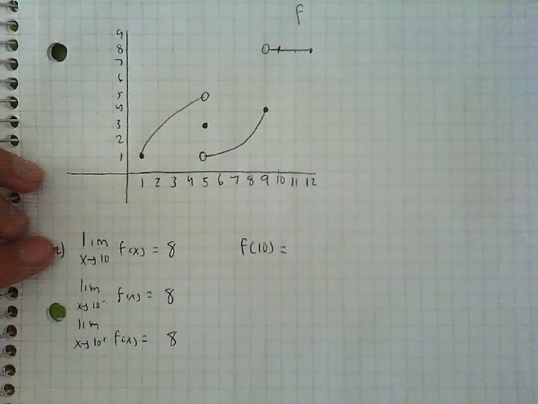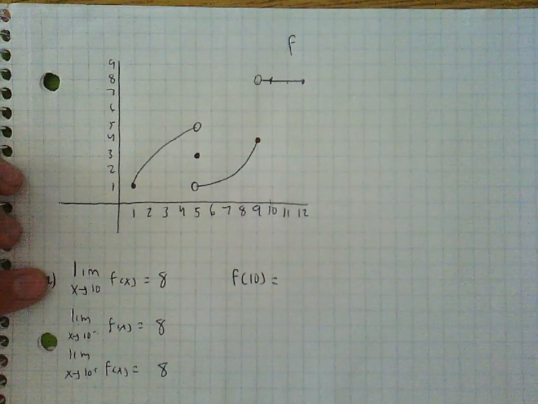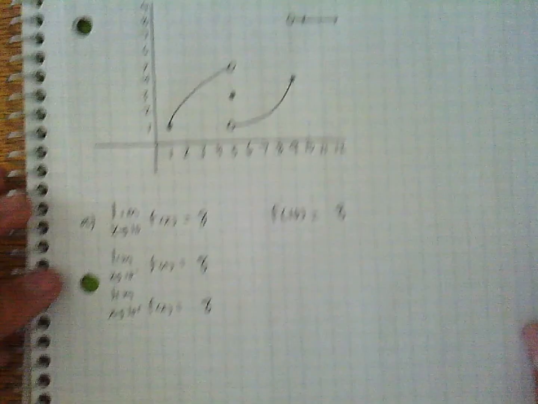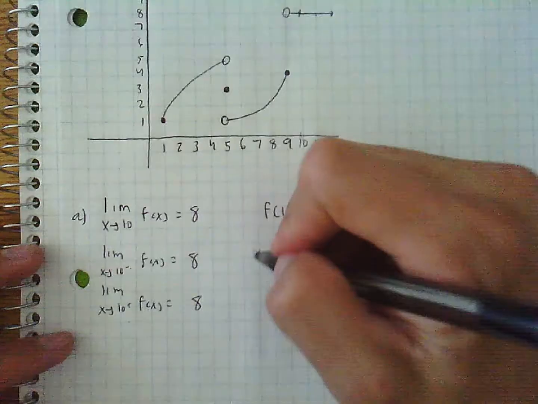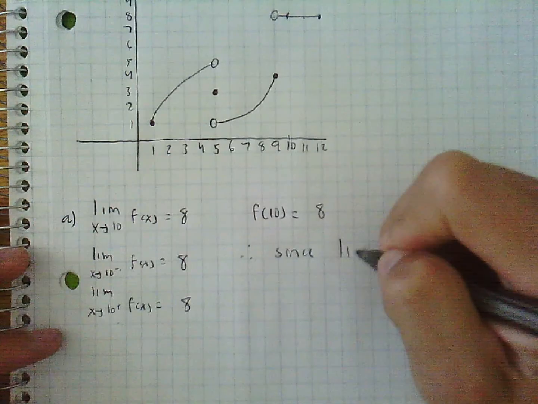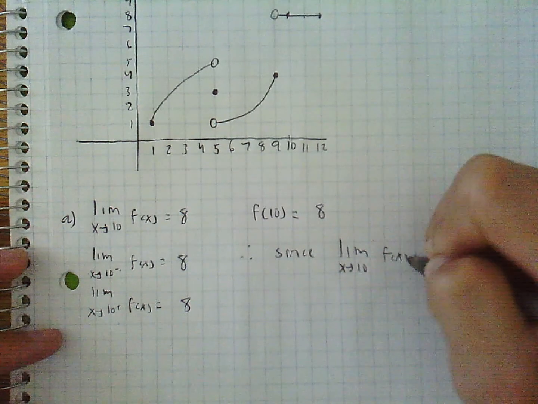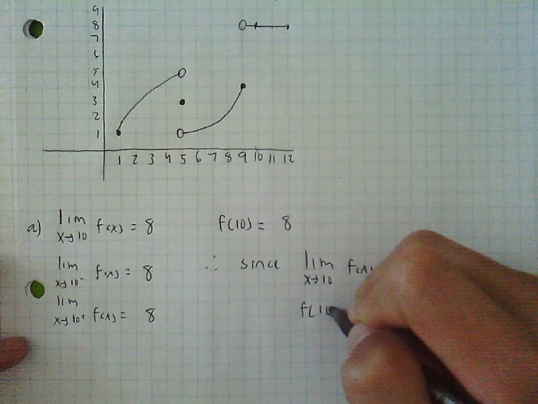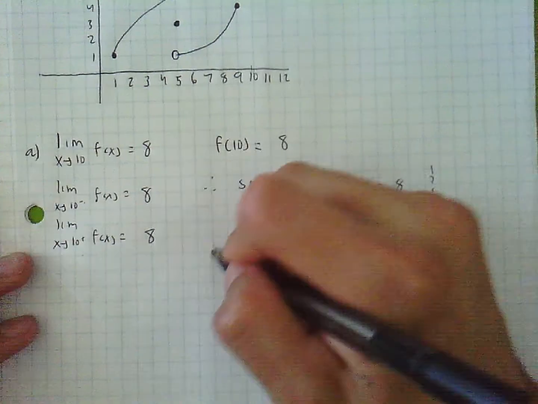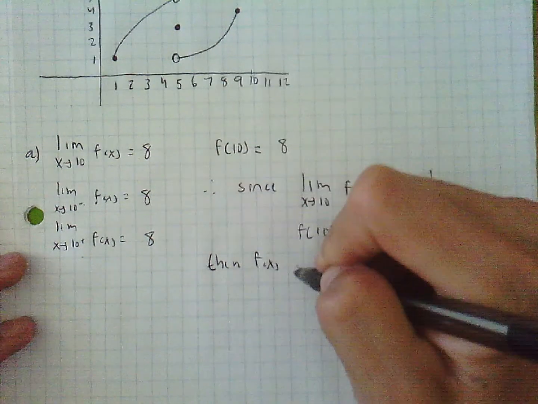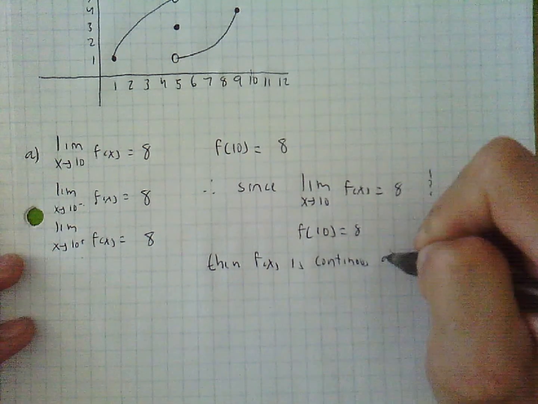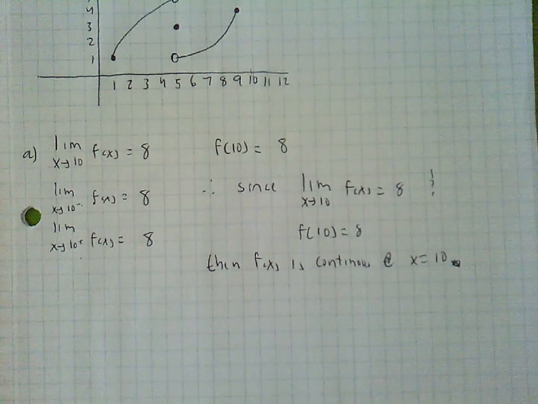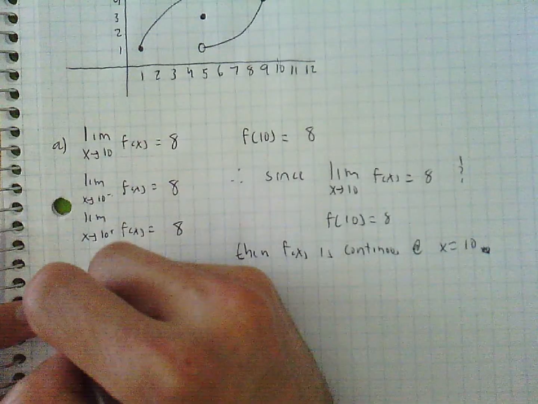Okay, so part 2 of part A, it says what is f of 10? Well, f of 10, just go back to regular algebra. If you plug in 10 into this function, it seems like I get 8. Now, according to the definition of continuity, since the limit as x approaches 10 of f of x is equal to 8, and f of 10 is equal to 8, then f of x is continuous at x equals 10 because it meets all the requirements. Okay? Let's try another one.